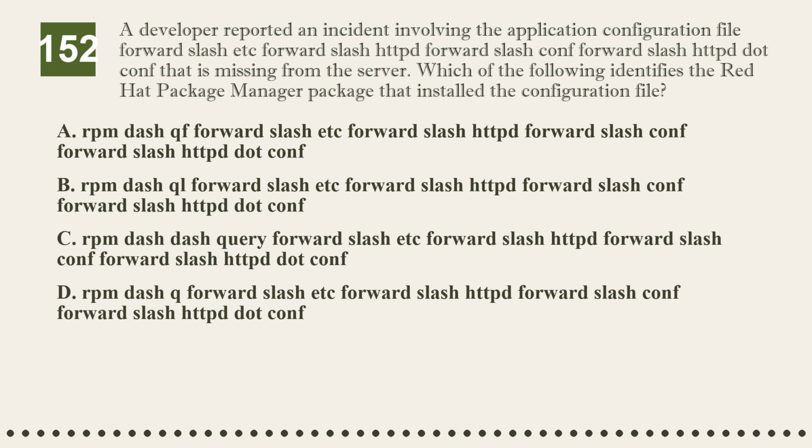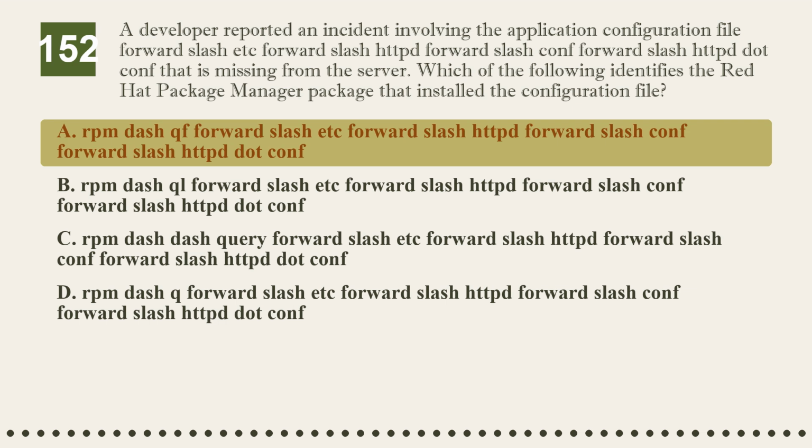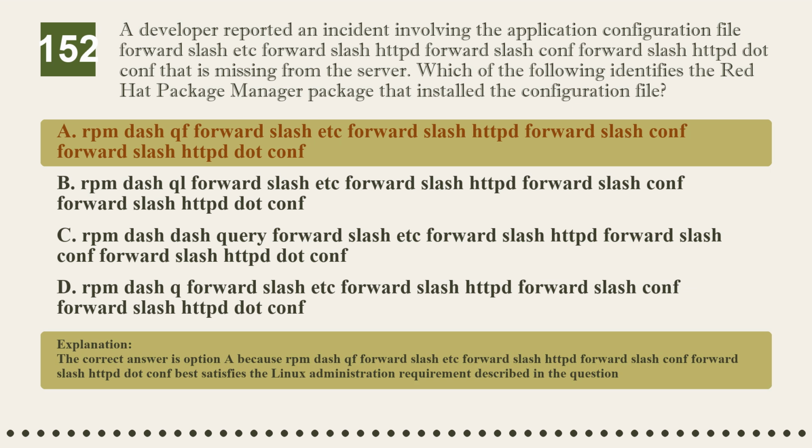rpm -q /etc/httpd/conf/httpd.conf. The correct answer is option A because rpm -q /etc/httpd/conf/httpd.conf best satisfies the Linux administration requirement described in the question.